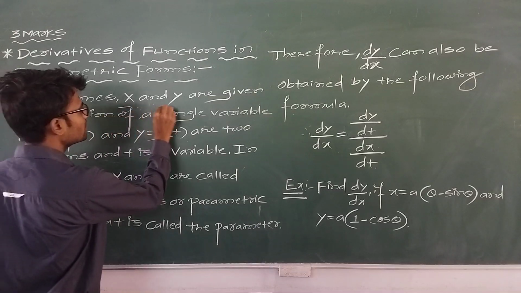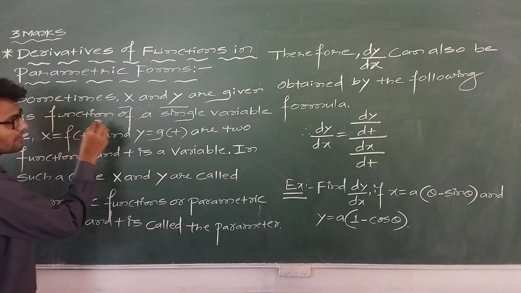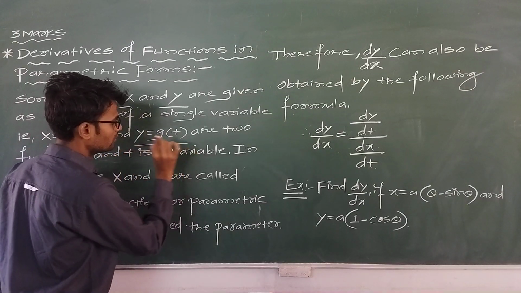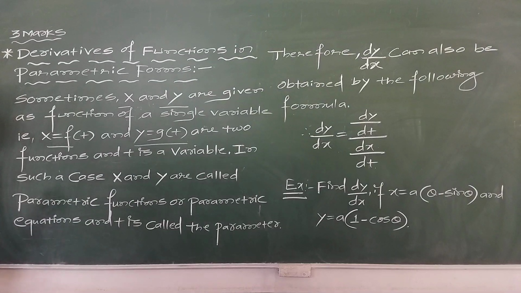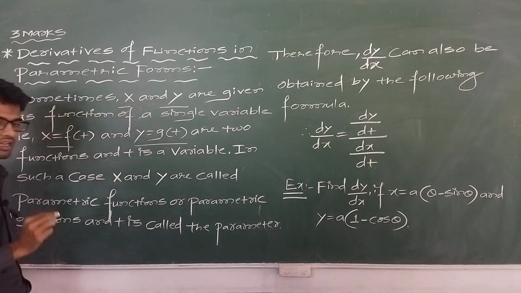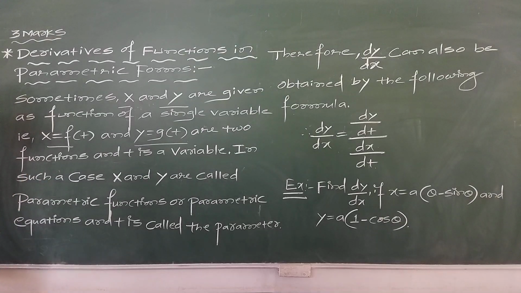x and y are given as functions of a single variable, that is x equal to f of t and y equal to g of t, or two functions and t is a variable. See, we have two functions here, x equal to f of t and y equal to g of t, any two functions in terms of a variable t, and these two are called parametric functions or parametric equations.